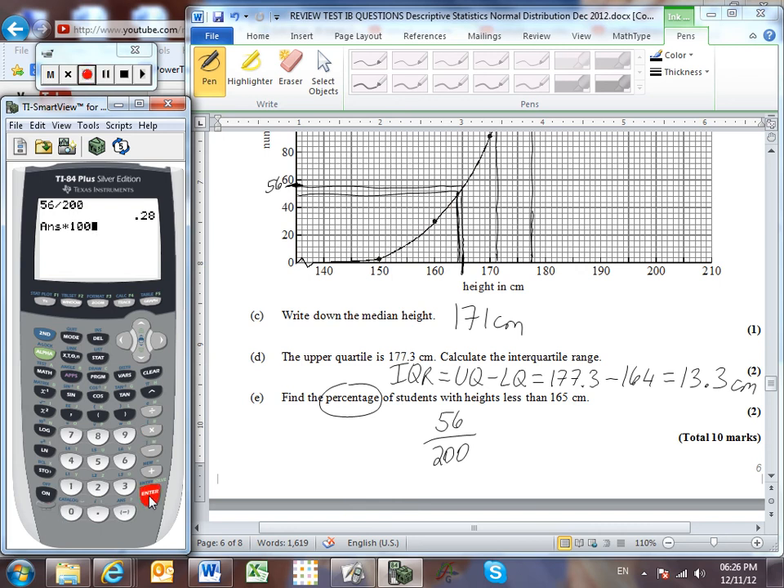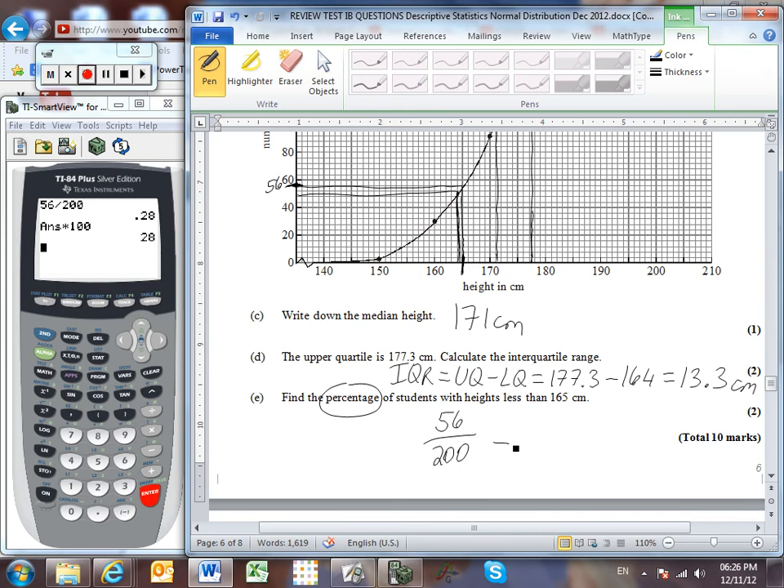But another way I could have done this is by recognizing that, look, my bottom is already over 200. Let's just divide the top and the bottom by 2, so it becomes 28 over 100. And I know that a number over 100 is a percent, so 28%.